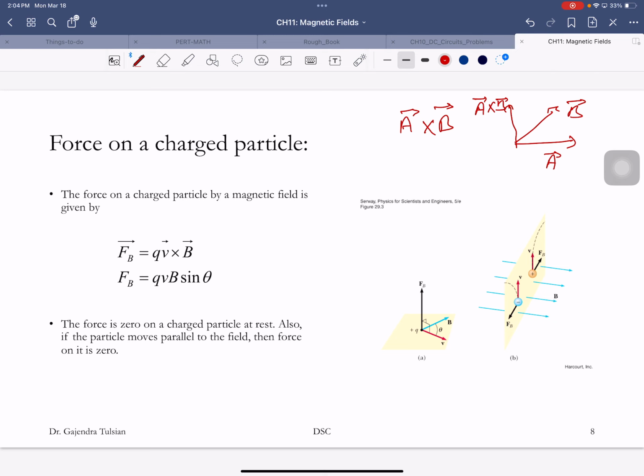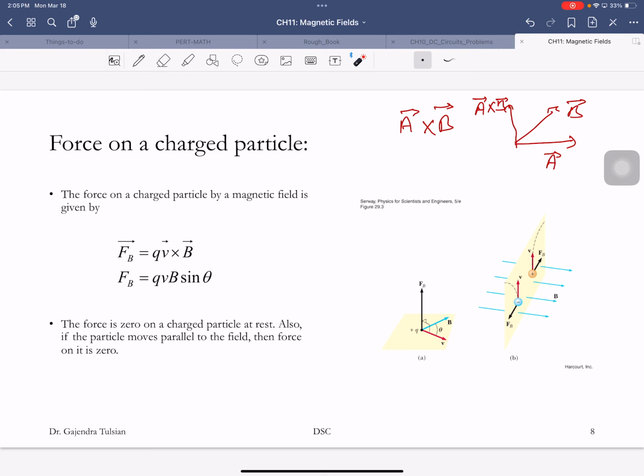All right, so the magnetic force on a moving charged particle is given by this cross product. The magnitude of the force is QVB times sine theta. There's the angle theta. Theta is this angle between the velocity vector and the magnetic field vector.